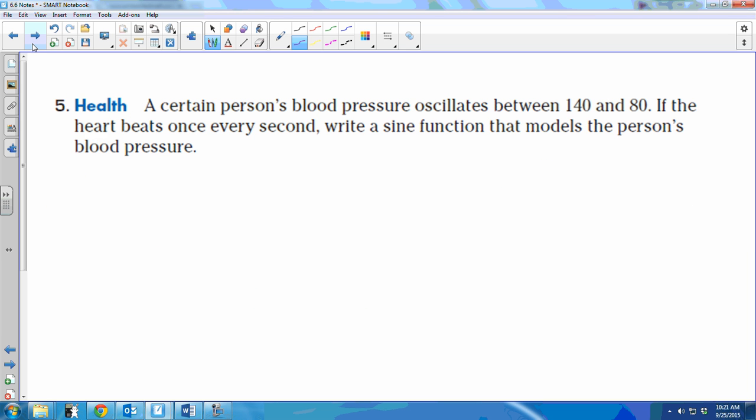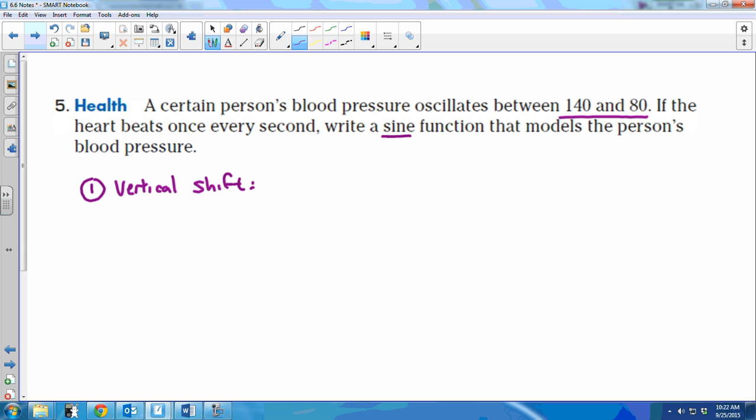Next example. A certain person's blood pressure oscillates between 140 and 80. If the heart beats once every second, write a sine function that models the person's blood pressure. So we're going to write an equation just like we would for anything else. The first thing we're going to look for is a vertical shift. The blood pressure is oscillating between 140 and 80. So there has to be a vertical shift, because if not, it would be centered around 0, and this is not. So there has to be a vertical shift.